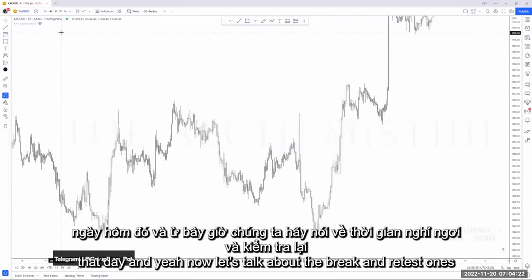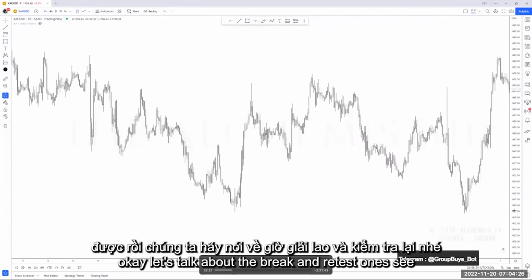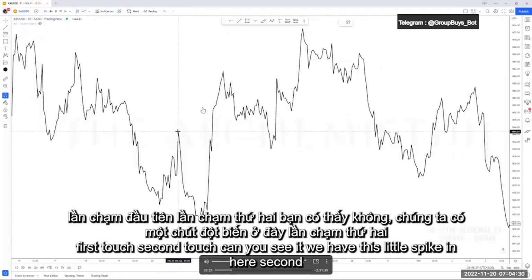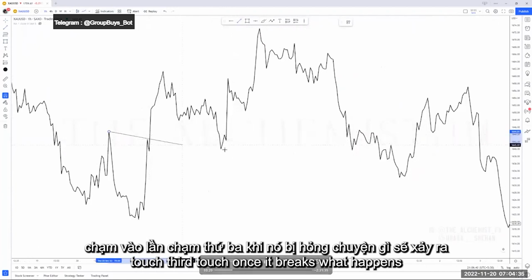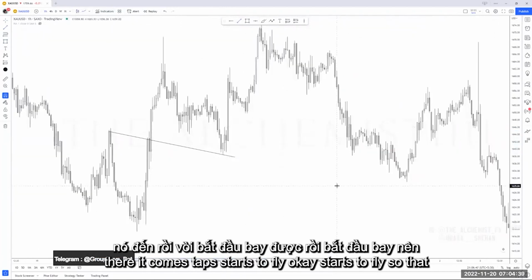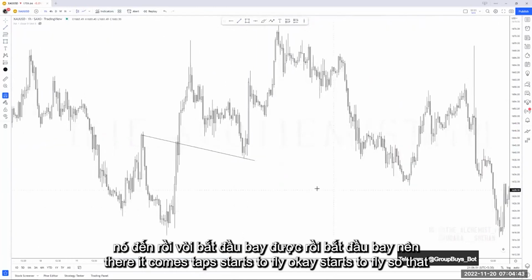Now let's talk about the break and retest ones. See, one, we have this one right here very clearly. First touch, second touch. Can you see it? We have this little spike in here. Second touch, third touch. Once it breaks, what happens? There it comes. Taps, starts to fly. So that was that.